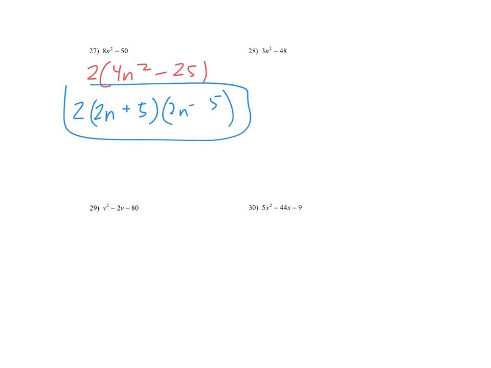All right, and then lastly, number 29. So we got a times c up top. For this one is a trinomial. There's no GCF, so that'll be negative 80. Negative 2 on bottom. Already I can see that's going to be 10 and 8 if I make the 10 negative. So I can split this up as negative 10v and plus 8v.